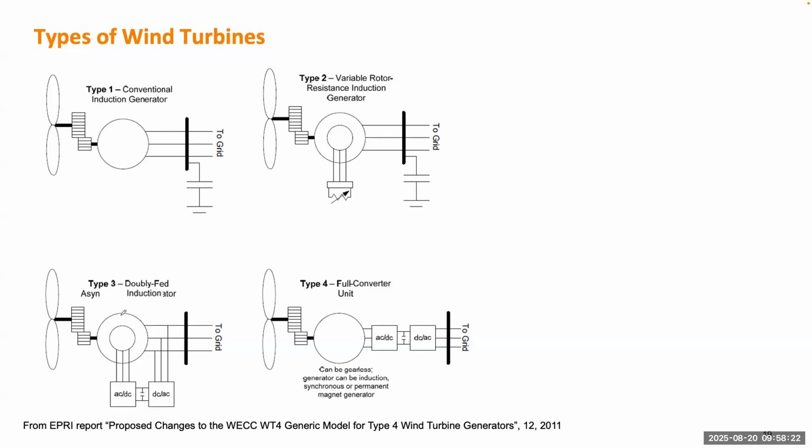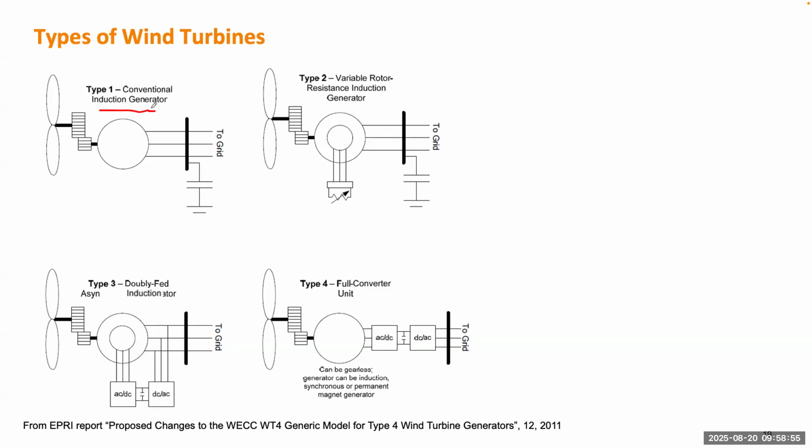Type 1 is a very basic induction generator. The rotor is just driven by the wind, and by using a gear, I try to make the speed similar to the frequency of the grid. But it will still have some impact on the grid. For the second type, I just add a resistor to the rotor. If you remember how the resistor changes the induction generator, the resistor will make the stable operating region much wider.